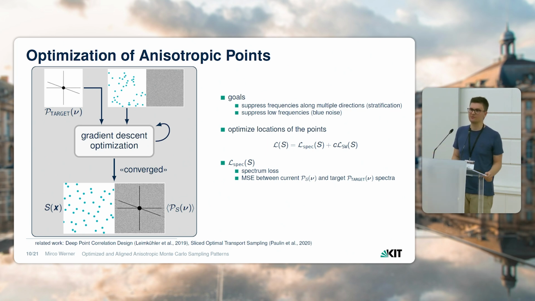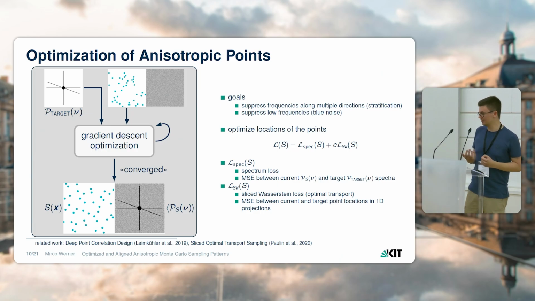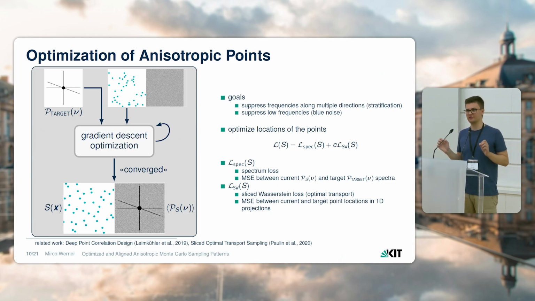Since computing this power spectrum is rather expensive and we only want to do this for a small finite set of frequencies, we add a second loss term here, which is this sliced Wasserstein loss, which corresponds to 1D optimal transport. And this ensures that we get these correct 1D marginal distributions so that we ensure stratification along these few directions we want to optimize for.